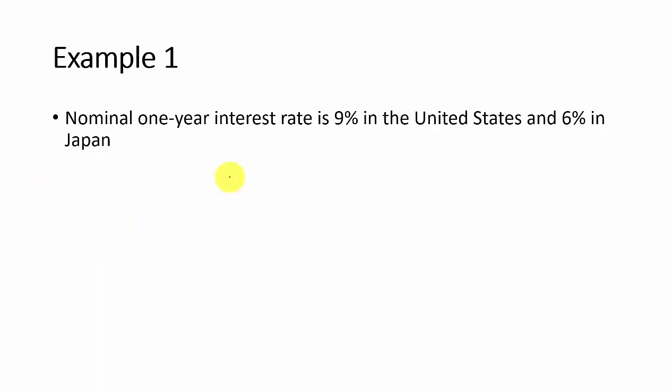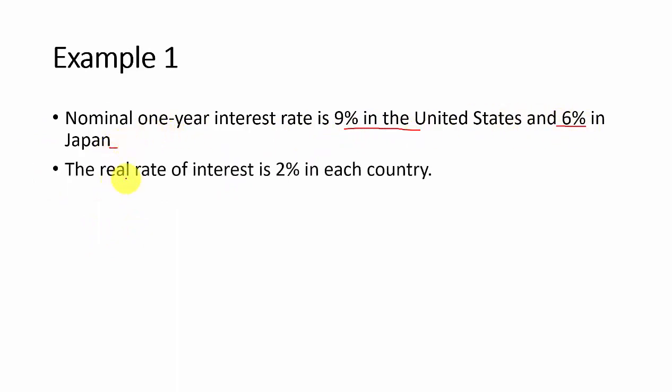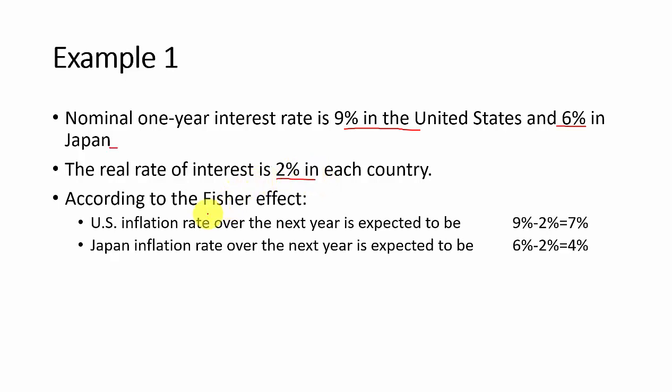Assuming that the nominal interest rate for 1 year in the US is 9% and 6% in Japan. Assuming that the real interest rate is 2% in each country. So now we can calculate the expected rate of inflation in the two countries according to the original Fisher effect. The expected rate of inflation in the US equals the nominal return minus the real return, approximately 7%. The same thing, nominal minus real, so the expected rate of inflation in Japan is 4%.